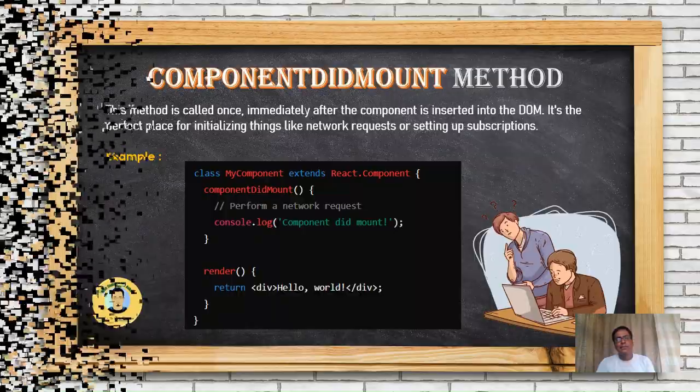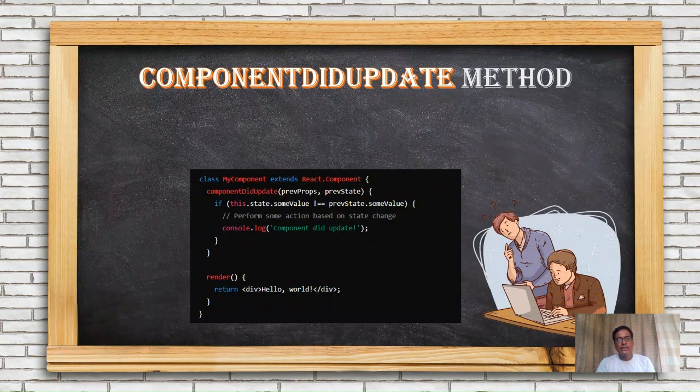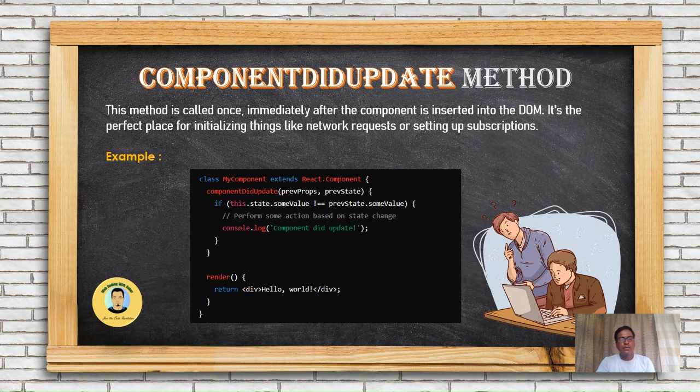Next, we discuss the componentDidUpdate method, which will check the updates related to the state and properties of a component. This method is also called immediately after the update, and it is for the updating phase. As you can see in the example, componentDidUpdate takes the parameters previous props and previous state. It will check the previous value of the props and the previous state which you have, and it will be called by componentDidUpdate. Then after that, you can render this method.